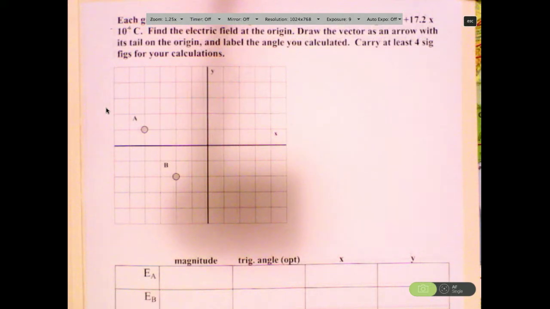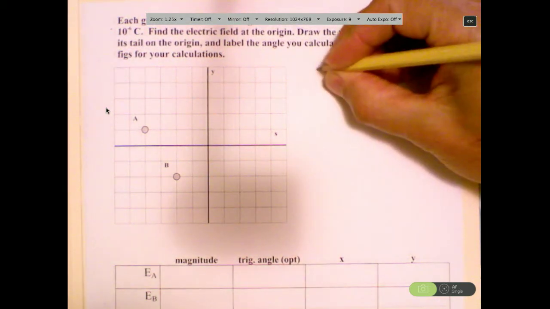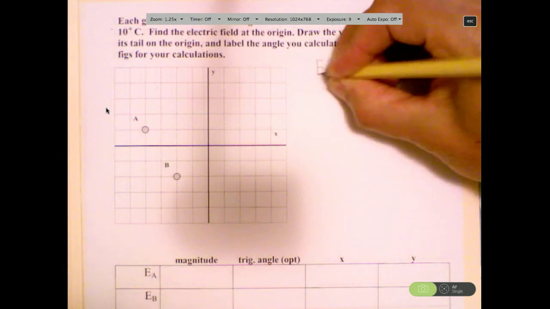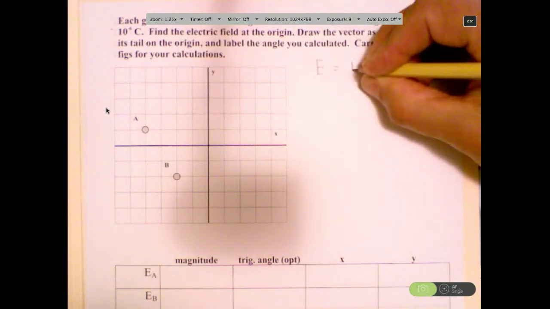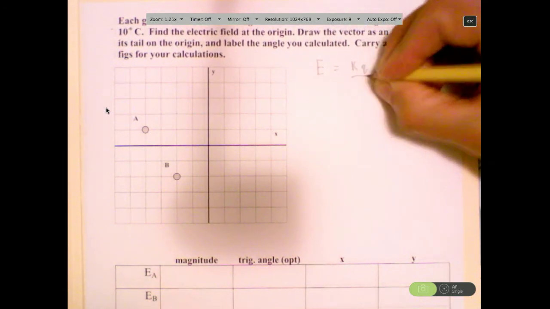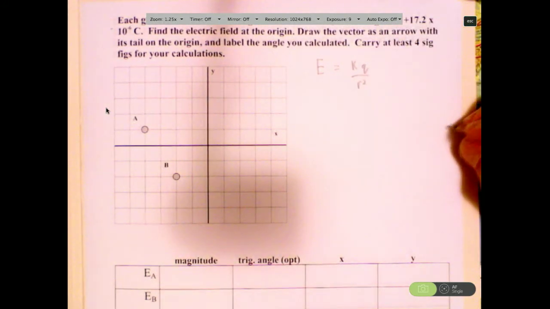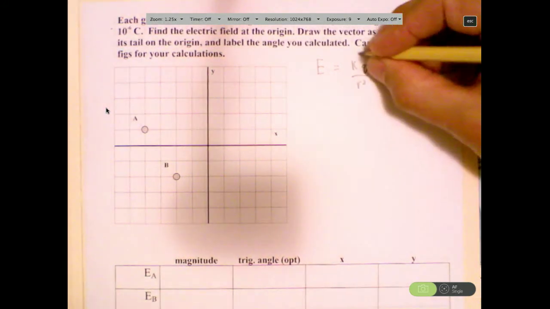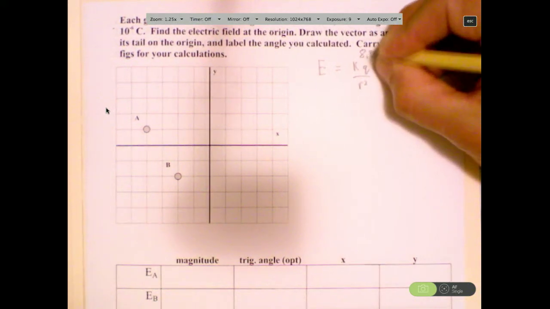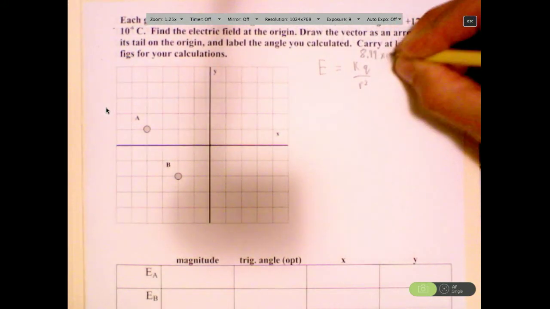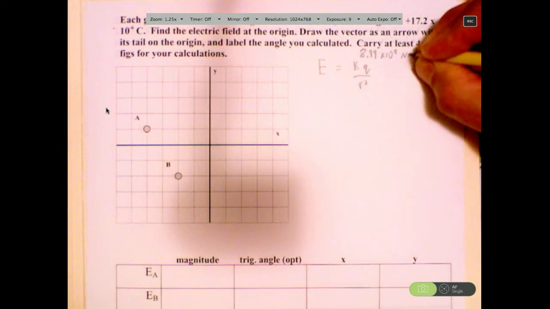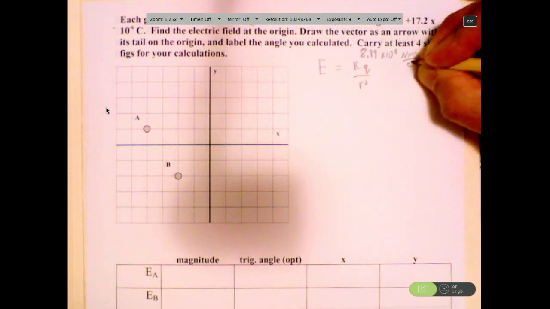Okay, what I'm going to do here is show you how to add vector electric fields. Now for an electric field, the key formula is that the electric field is KQ over R squared. Don't forget that it's R squared. K is our constant, 8.99 times 10 to the 9th newton meters squared per coulomb squared.